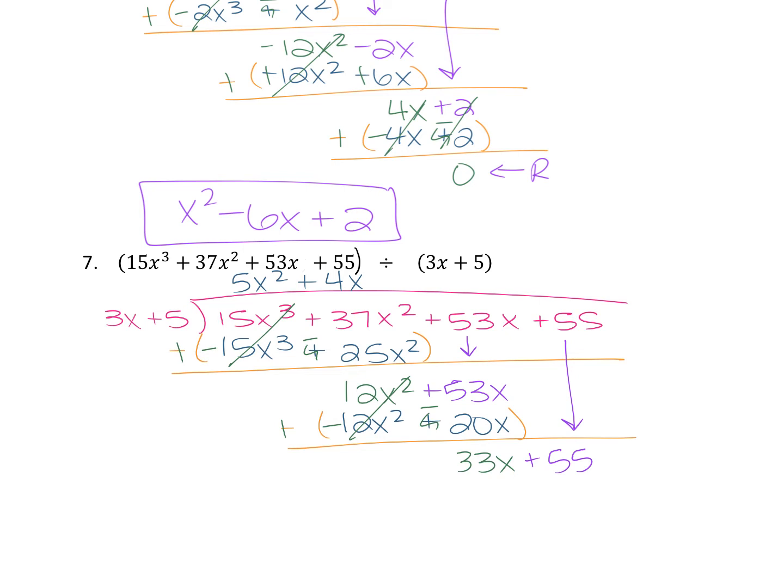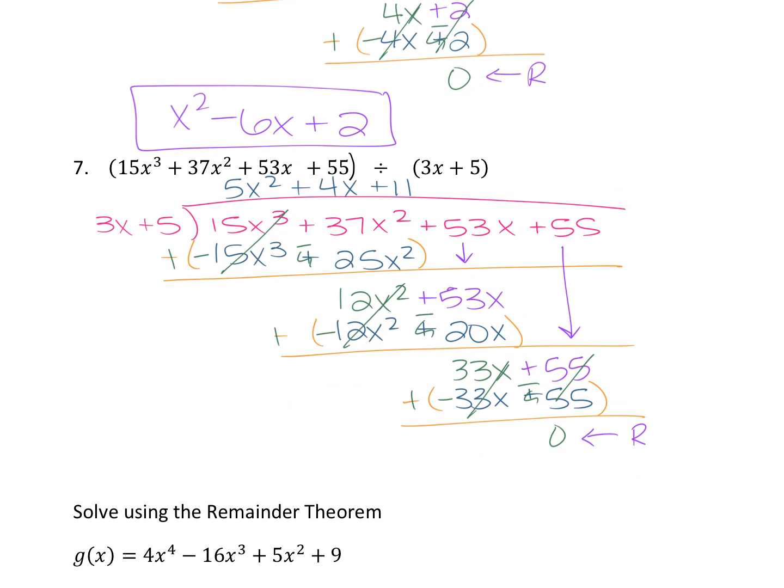3x times 11 is 33x. We multiply the 11 times 5 as well to get 55. We subtract these, add your opposites, everything cancels, so you have a remainder of 0 once again. So this is just 5x squared plus 4x plus 11.